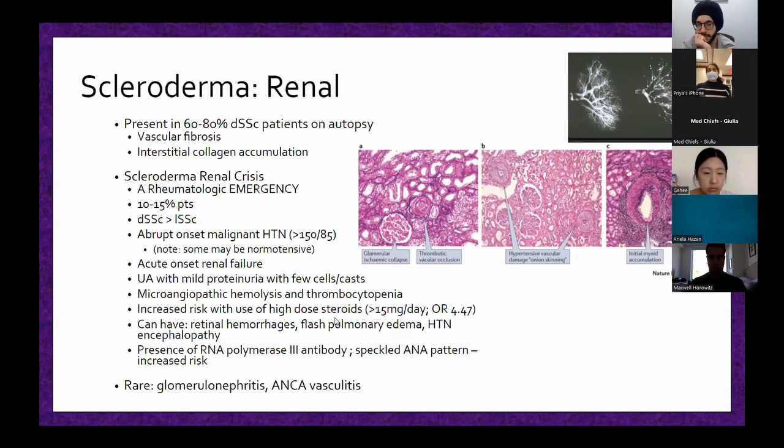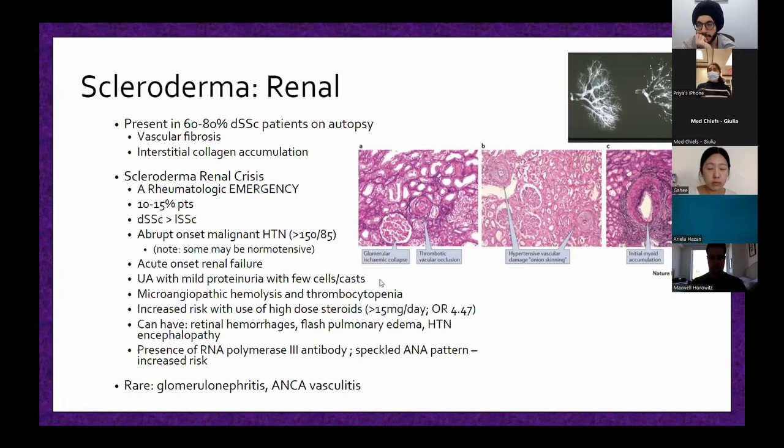What are the things to look out for? When do you think about scleroderma renal crisis? One is abrupt onset of malignant hypertension that's refractory to treatment. You have to start looking for hypertensive urgency and emergency signs and symptoms. The patient may have AKI, acute onset renal failure. Some of these patients end up on hemodialysis almost immediately once admitted. The UA is a very good tool.